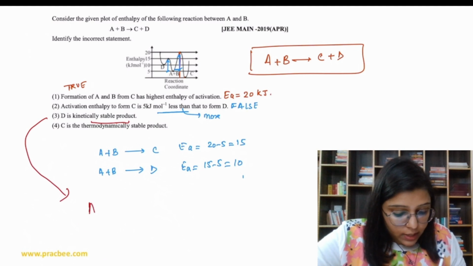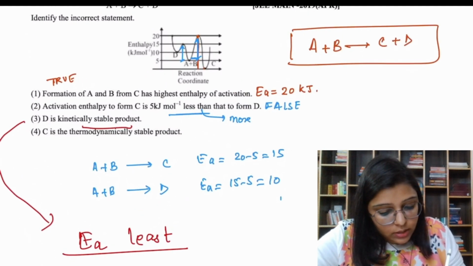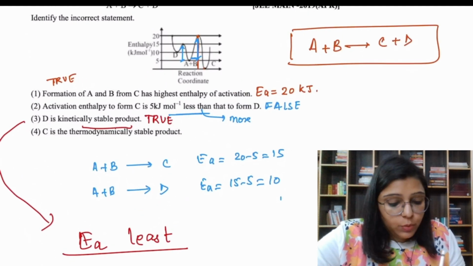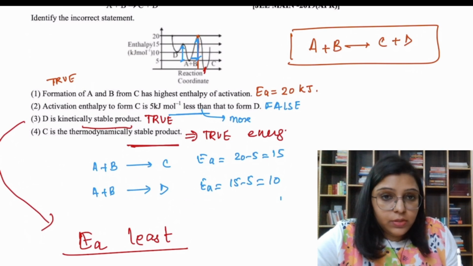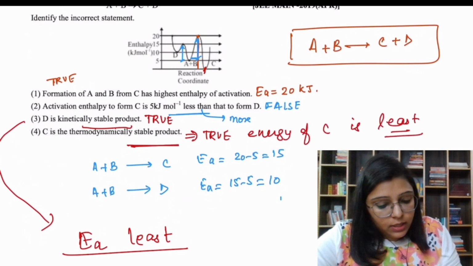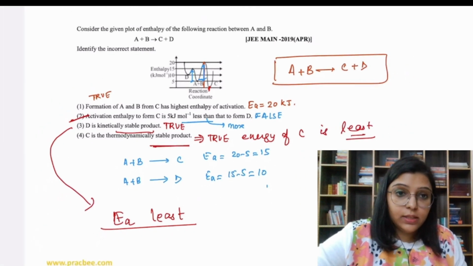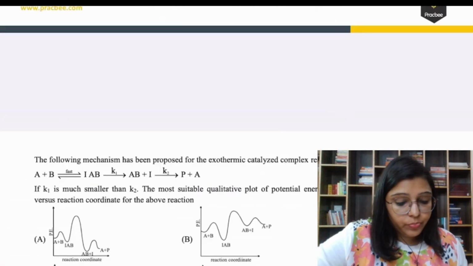So activation energy should be least. So yes, activation energy is least. A to B, activation energy is least, so this is true. C is the thermodynamically stable product. Yes, this is also true because the energy of C is least. So which is the incorrect statement? Option 2 is the incorrect statement. Clear? Okay. Now let's do the next question.